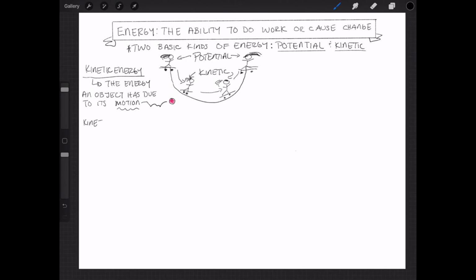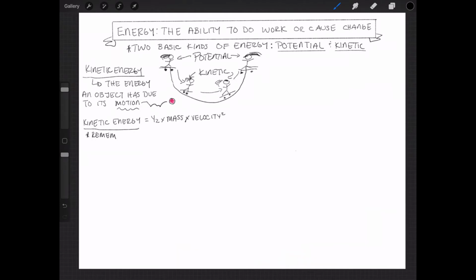And if we remember kinetic energy, how we figure out just how much kinetic energy an object has, we got this great equation. And that's we take 1/2 times mass times velocity squared. And we're going to do some sample problems with squaring stuff in a minute.